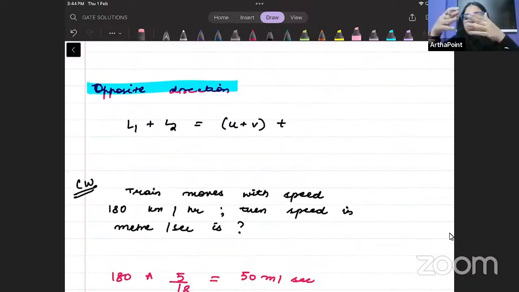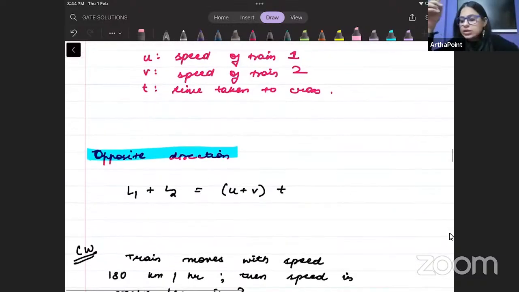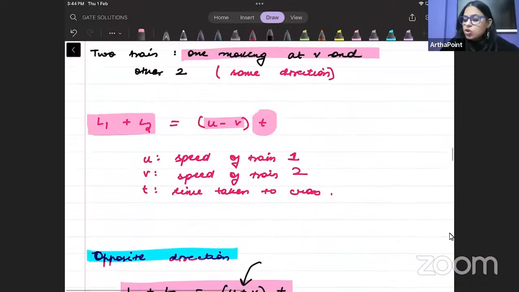Similarly, suppose they ask you that the trains are not moving in the same direction, but they're moving in opposite directions, right? And then they ask you to find the length of the two trains together. In that case, the length of the two trains is going to be (u plus v) into t. So here you're going to add the speeds together and in the same-direction case you subtract the speeds.